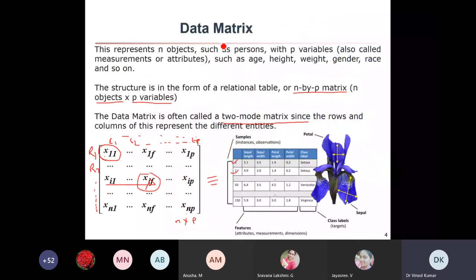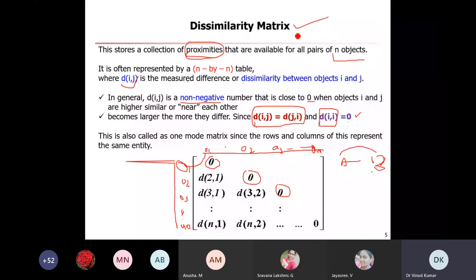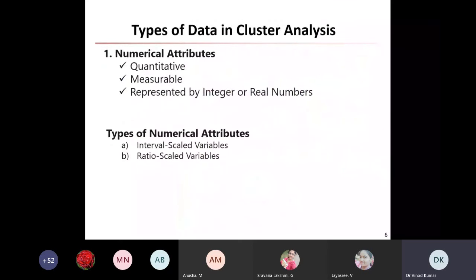So two types of data structure we use in clustering algorithms. One is the data matrix, and the next one is the dissimilarity matrix.